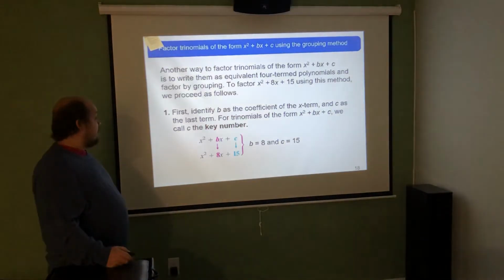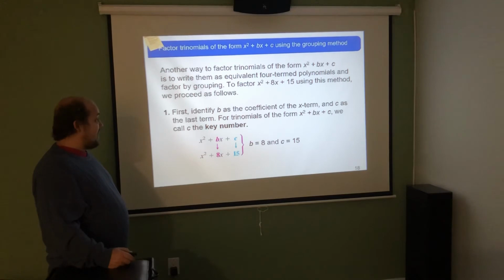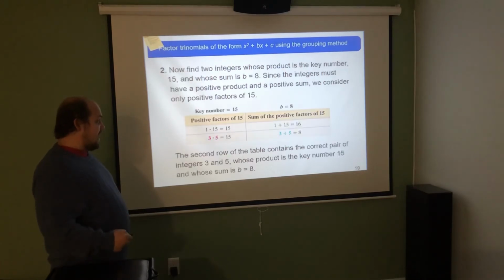So here, we're going to be identifying a key number. The key number is C. So we start with this 15. We know that B, we're trying to get to 8, but we know that we're getting there using this 15. Specifically, what multiplies to 15 that would add to 8.